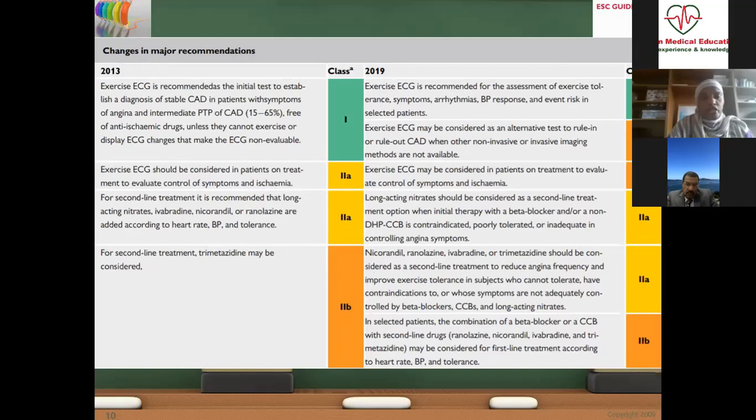The other change that we could see in the 2019 guideline is with regard to the long-acting nitrate, which should now be considered. Can you make it bigger, because it's a little bit small? Okay, I can see now. With regard to the use of medication, the long-acting nitrate should be considered as a second-line drug. The first line should be beta blocker or calcium channel blocker, or in combination. For second line, you should add long-acting nitrate if the patient is poorly controlled or intolerant to either beta blocker or calcium channel blocker.